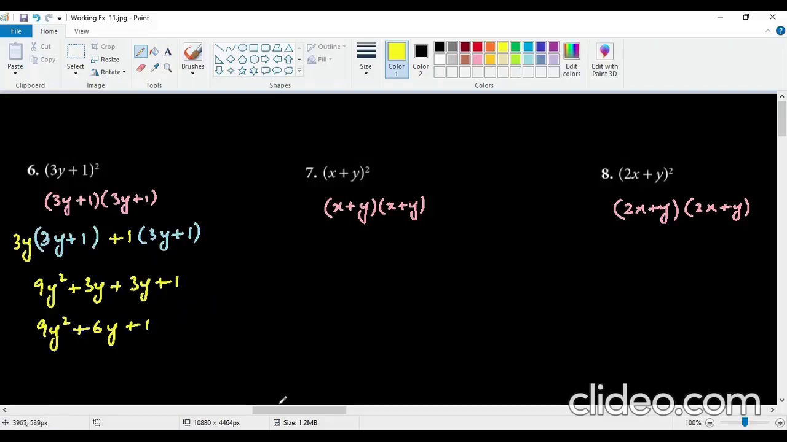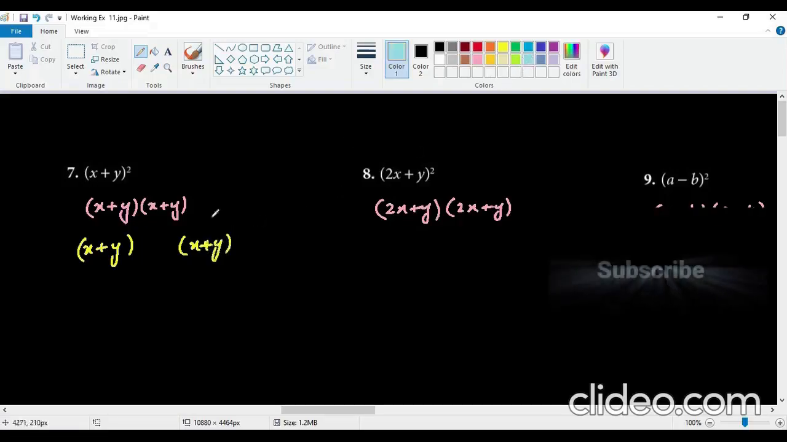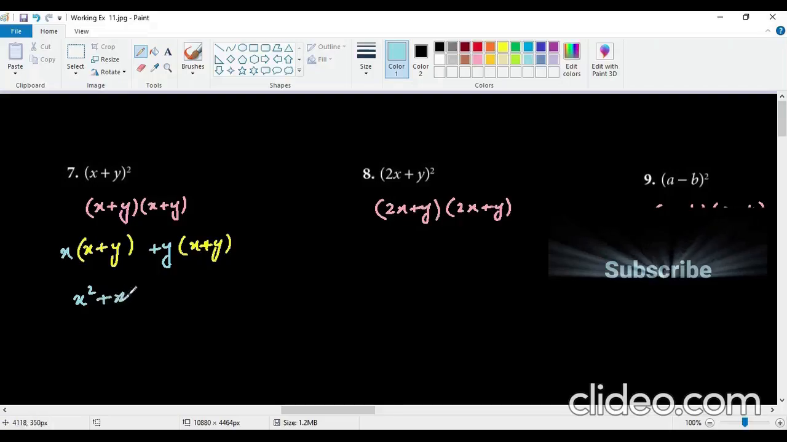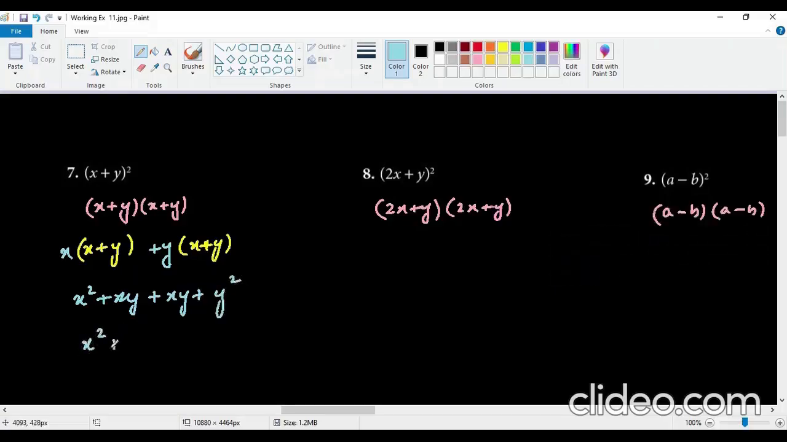Question number 7 is going to be x plus y multiplied twice, x plus y and x plus y. So it's going to be x square plus xy plus xy and plus y square. So the final answer is going to be x square plus 2xy and plus y square as an answer.